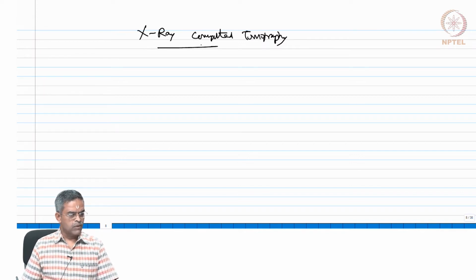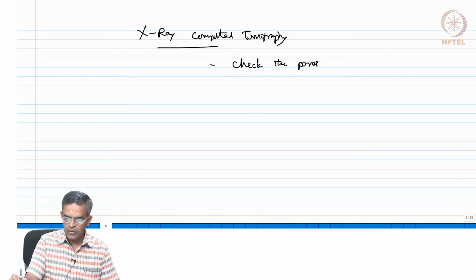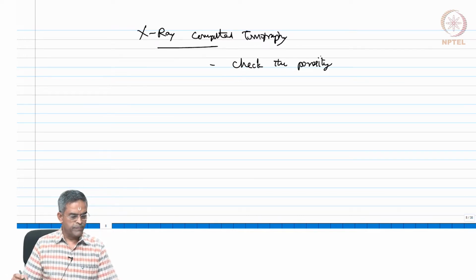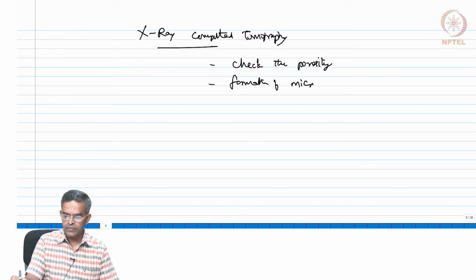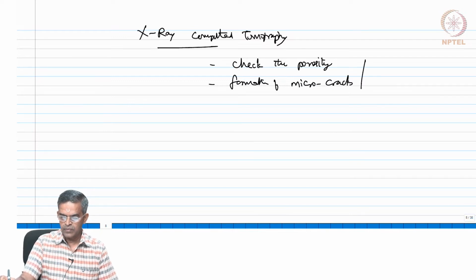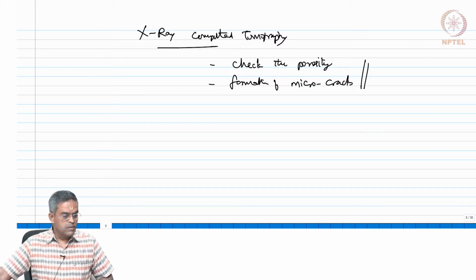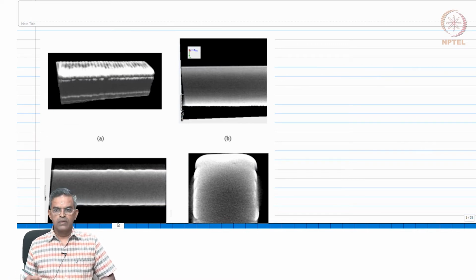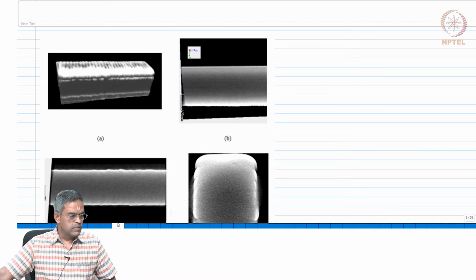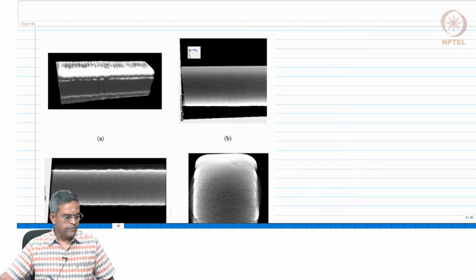Okay, to check the porosity and formation of microcracks during the manufacturing process. So, the figure now shows the view you obtain using X-ray computer tomography.